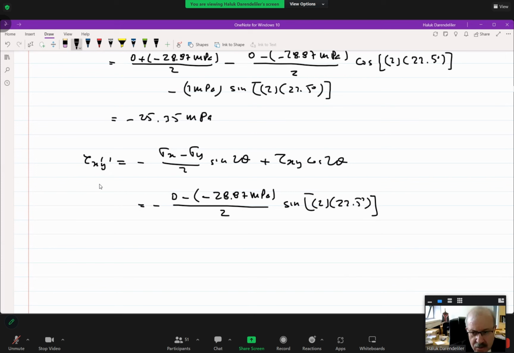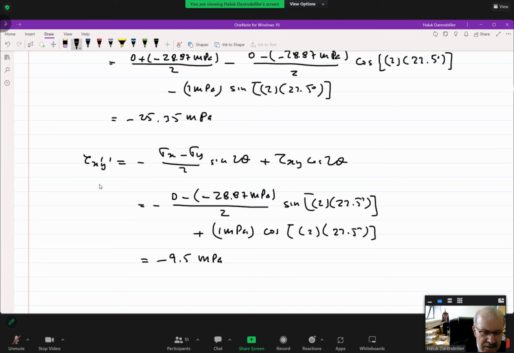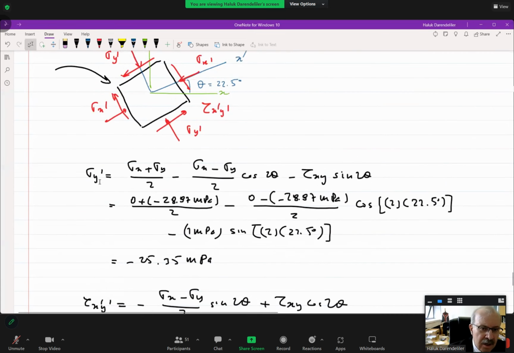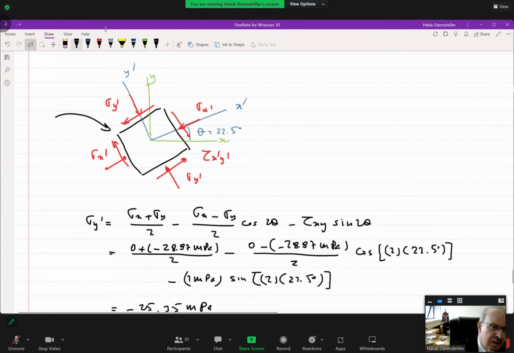I'm writing the explicit 2 here. Plus tau xy, which is 1 megapascal, as we found from torsion, times cosine 2 times 22.5 degrees. If you do that, you will see that the shearing stress on the weld is equal to minus 9.5 megapascals. Of course, the directions of the stresses on the cubical element should be in accordance with the results. Sigma y is compressive and shearing stress is negative, so they should match your results. If they don't, turn back to the figure and correct them.